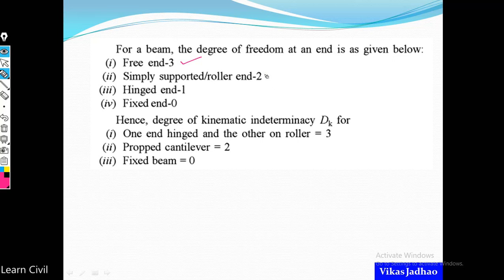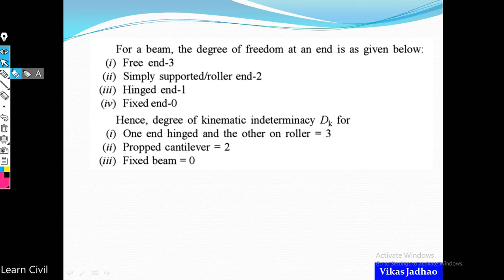At a simple or roller end we will have 2 degrees of kinematic indeterminacy. At a hinged end we will have only 1, because at a hinged end the deflected shape will be something like this, and the kinematic indeterminacy is this rotation only. Therefore the degree for a hinged end will be 1. For a fixed support, theta will be 0, ux will be 0, and uy will also be 0.